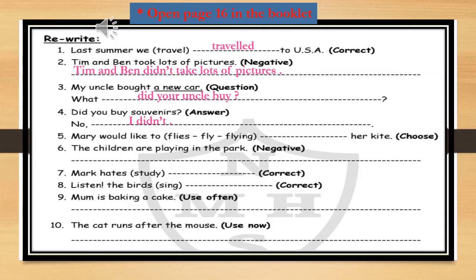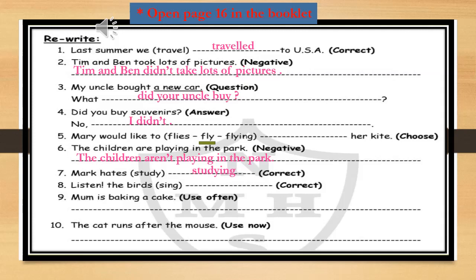Number 5. Mary would like to. After to, you would put the verb in the base form. So it will be flies or fly or flying. It will be fly. Number 6. The children are playing in the park. Negative. The children aren't playing in the park. Number 7. Mark hates study. Correct. After hate, you have to put the verb in the gerund form, ing. So it will be Mark hates studying.